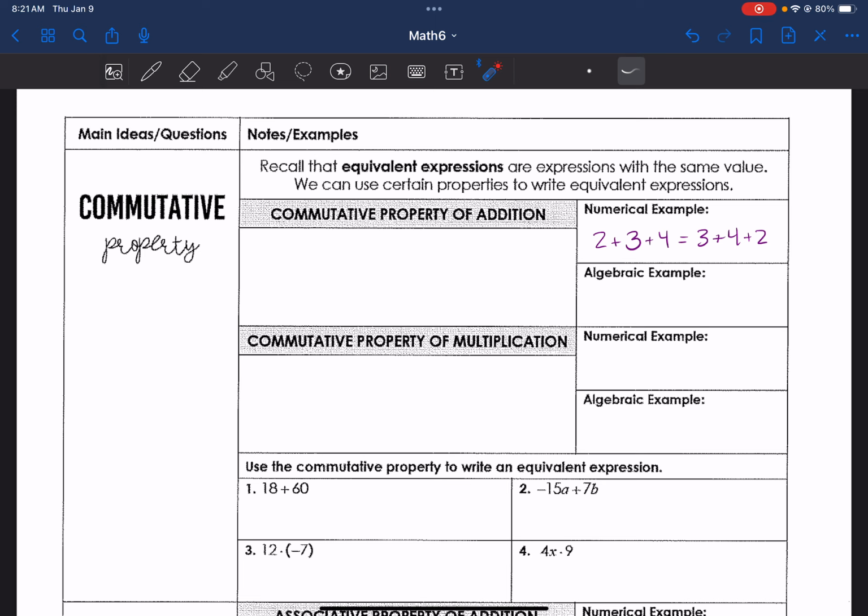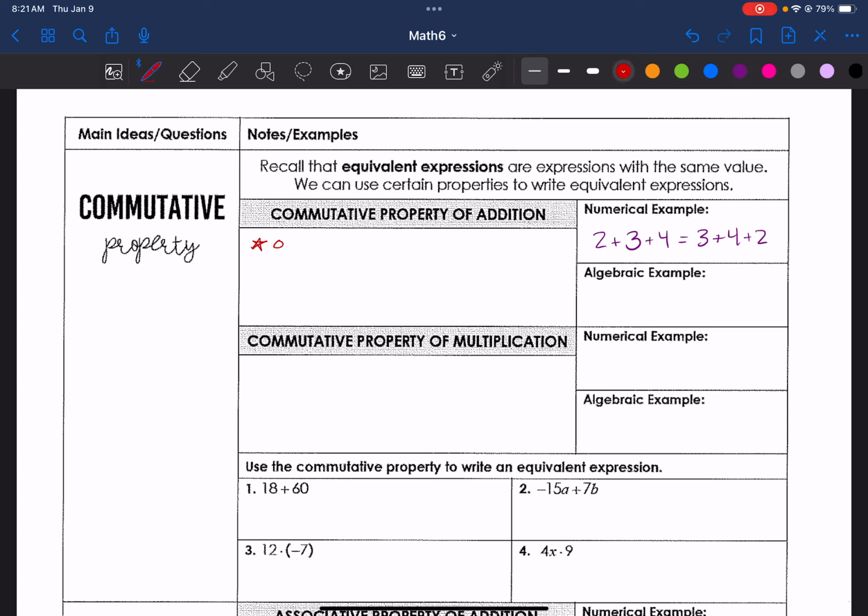The reason they're equal to each other is because of this property. What is 2 plus 3? 5, good, plus 4? 9. Okay, so this is equal to 9. Well, let's do 3 plus 4, 7 plus 2, 9. So we actually end up with 9 equals 9. So these two sides are actually equal to each other. And the commutative property allows that to happen.